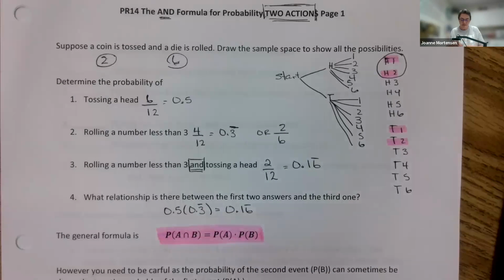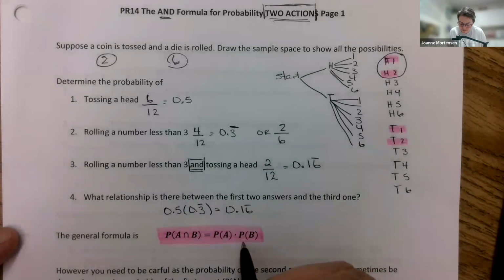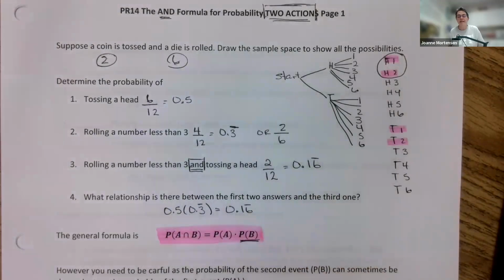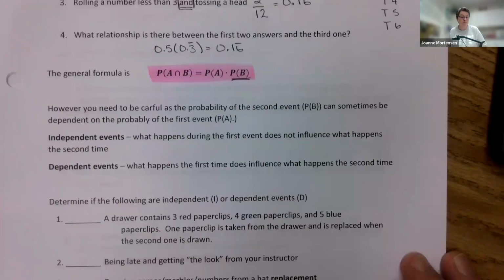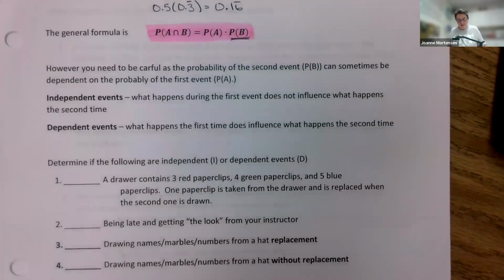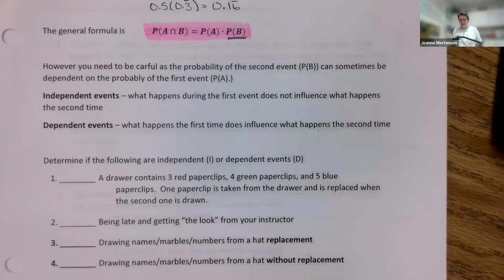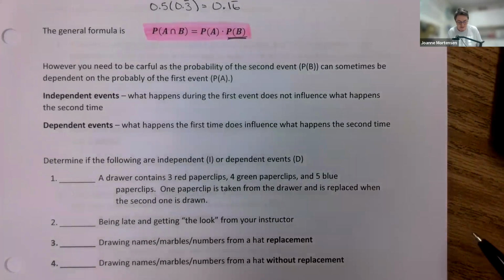So you have 2 events, and it'll work all the time. I guess the only thing I have to say is pay attention to that second event. Sometimes what happens first will affect what happens second, which is what I'm going to talk about now. However, you need to be careful as the probability of the second event can sometimes be dependent on the probability of the first one.